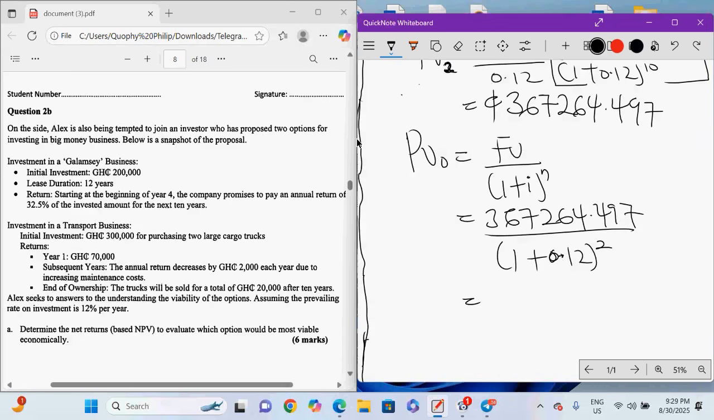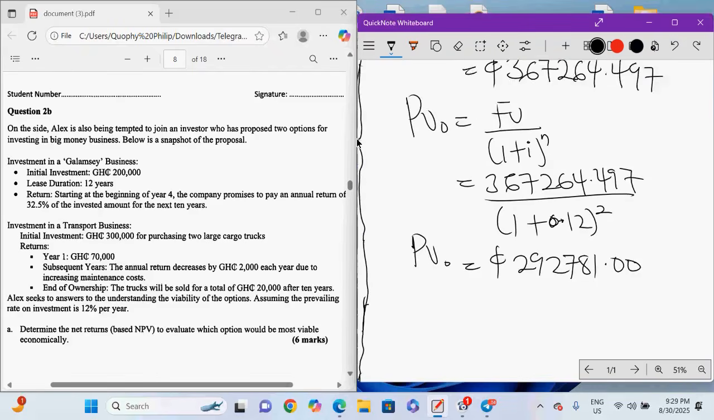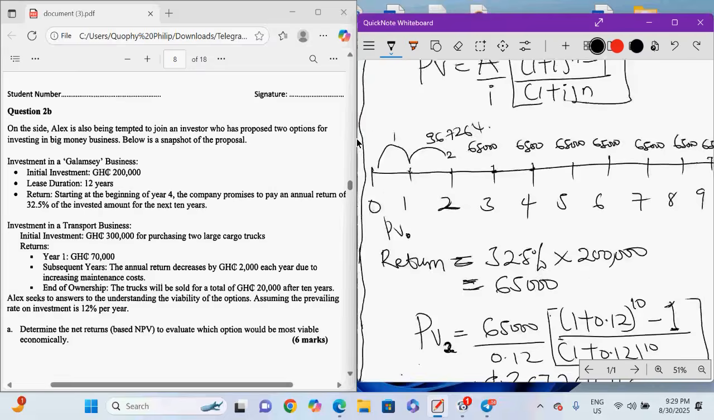367,264.497 over 1 plus 0.12 exponent 2. So if you discount it, you are getting 292781 point what? 0 0, right? 001. So this is the present value as given, right?